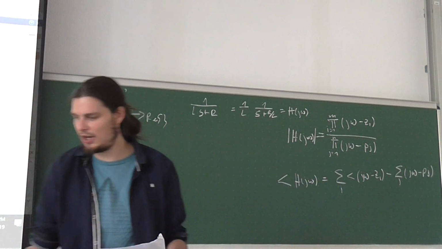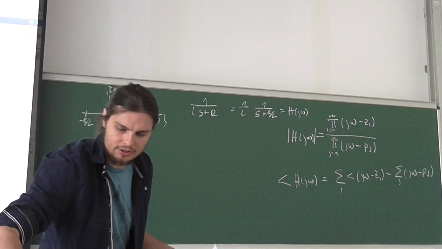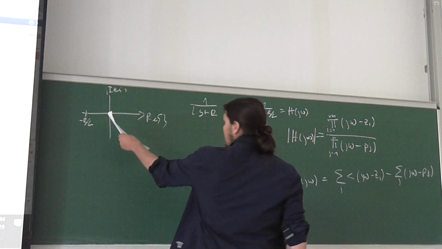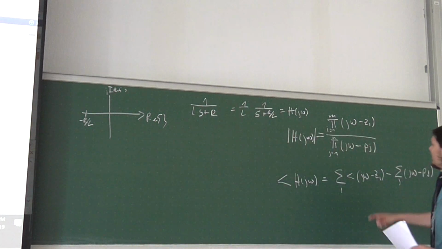So that's basically how we evaluate it for all. If we have multiple poles and we look at one frequency, we can evaluate the angle and the magnitude. But what does it look like geometrically? What is this, for instance?